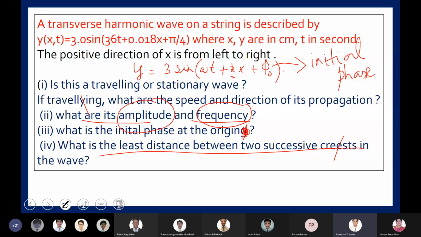Ma'am, so initial phase means it doesn't start from zero. It doesn't start from zero. Okay, ma'am. So here it is pi by 4.